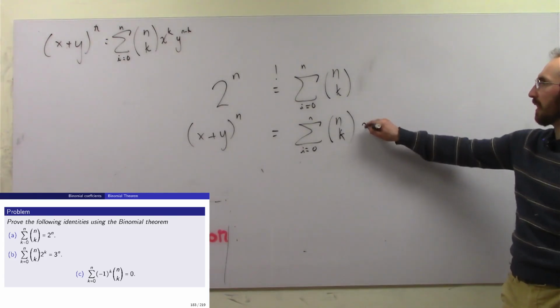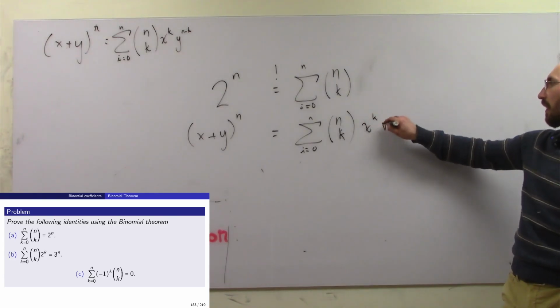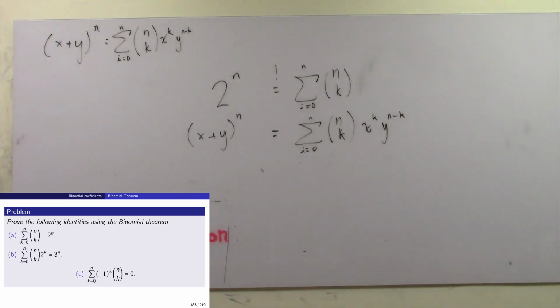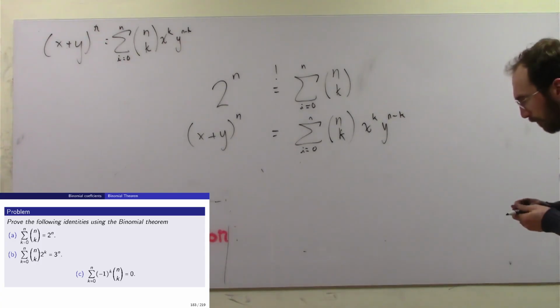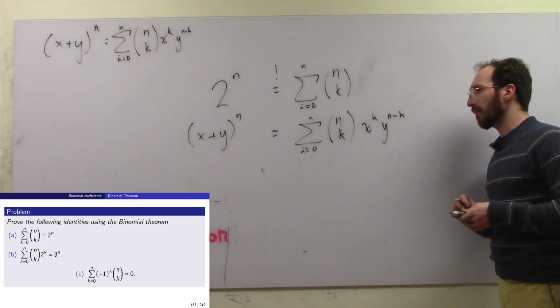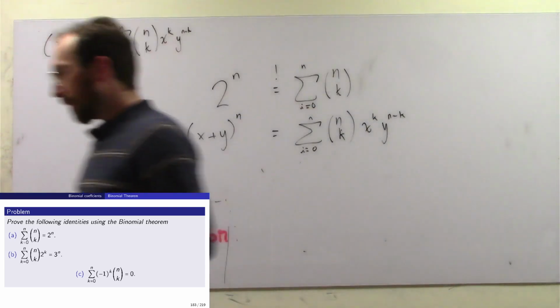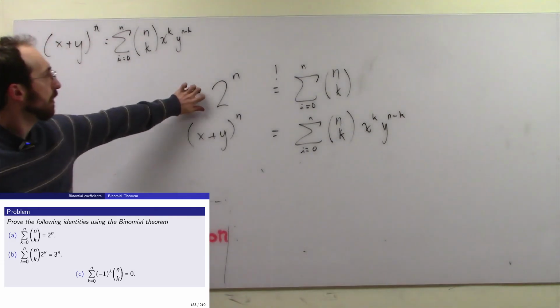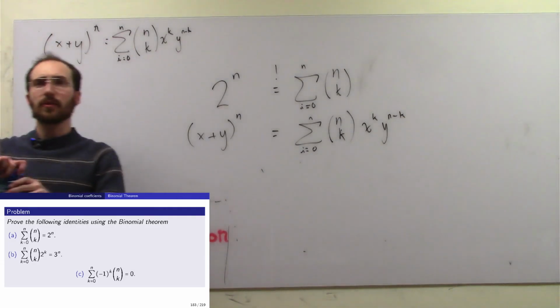Similar setup, but now I have this x to the k and y to the n minus k. So it turns out, if I make the right choice of x and y, then I get this first formula right here. Do we see what that is?